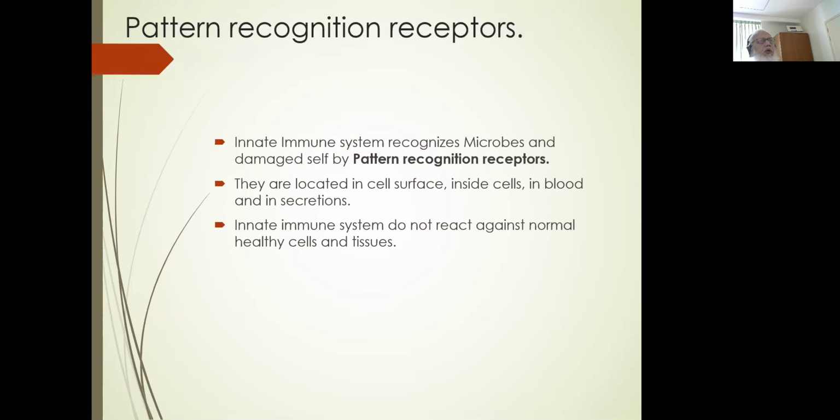So, the innate immune system recognizes microbes and damaged cells by pattern recognition receptors. You will have to remember this. And these pattern recognition receptors are located in the host cell, that is, on the cell surface and inside the cells, and there are some soluble pattern recognition receptors also. And the innate immune system does not react against normal healthy cells or tissues.